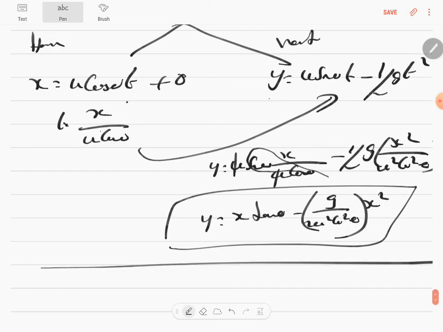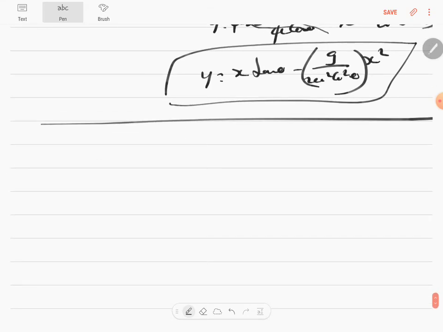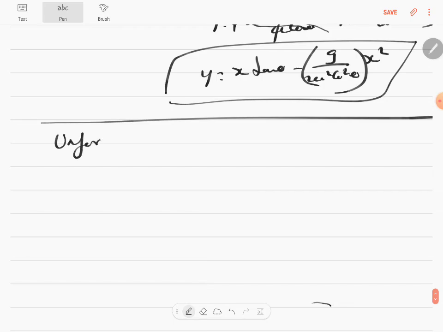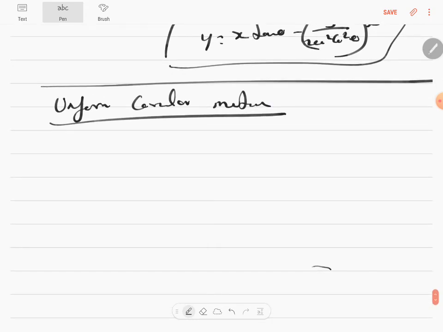Just be done with it, and then it's not over. There is also a circular motion, right? This derivation is really, really important. Uniform circular motion. This is a damn important portion. Okay, you should know basic things in this, okay?